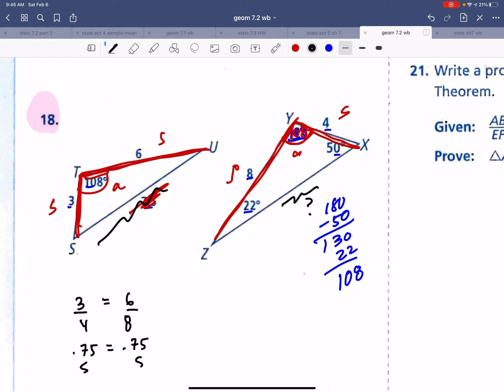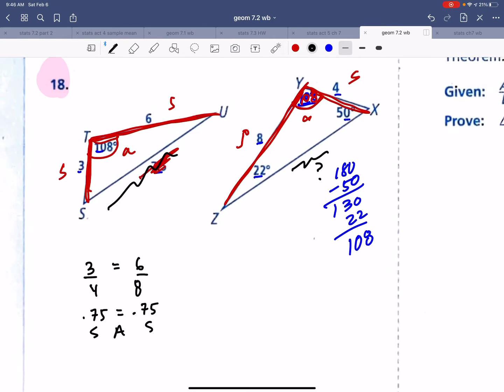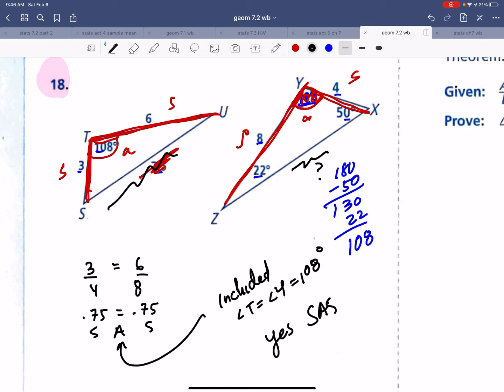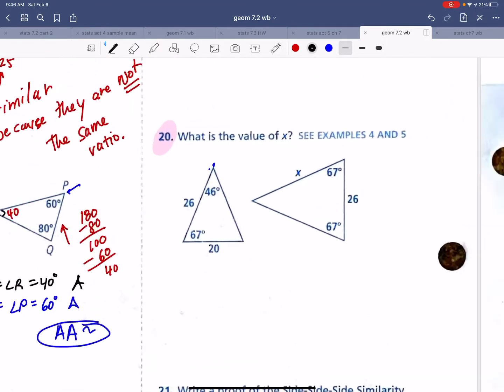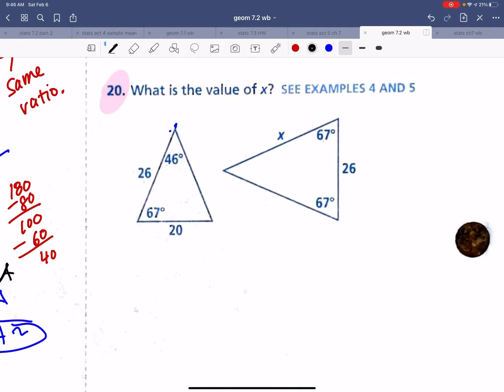So my evidence would spell 2 sides. And I also have an angle that is included that is equal, because angle T is equal to angle Y because they're both equal to 108 degrees. So it's going to be yes, side angle side similarity. Cool. All right. 20. What is X?